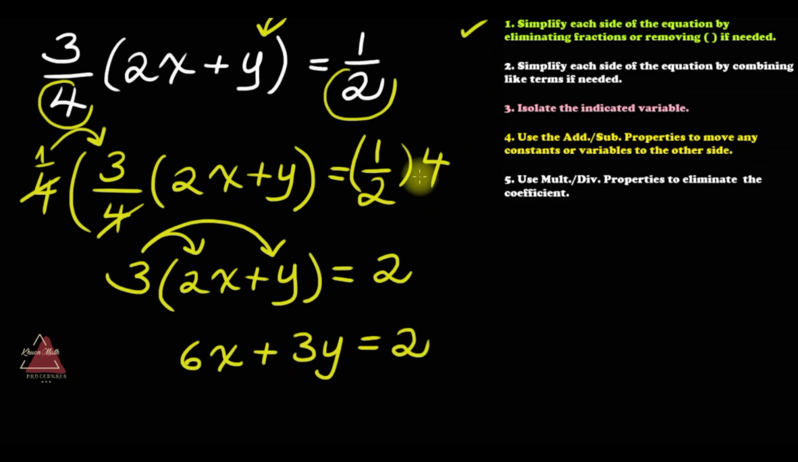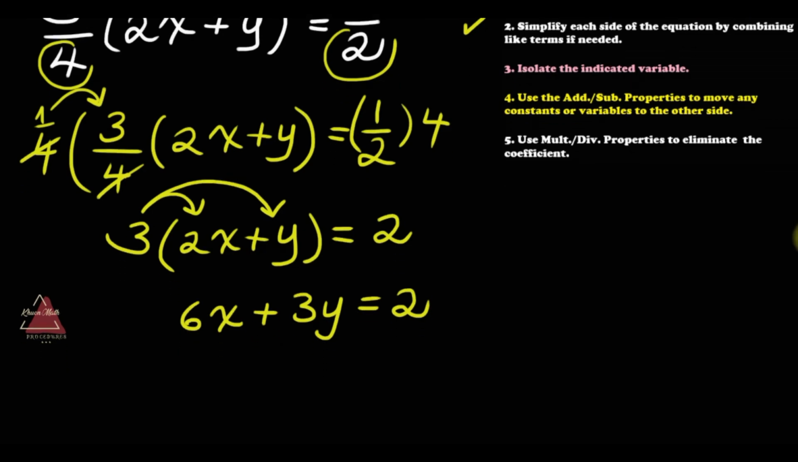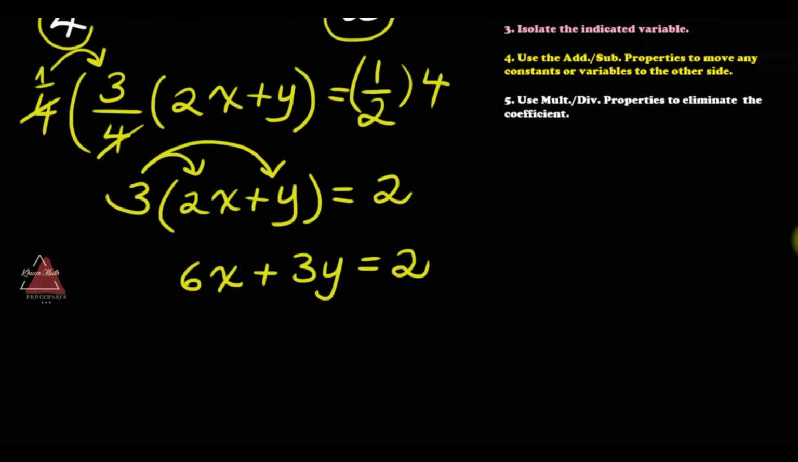Step 2 is to combine like terms. So we have no like terms. So you have the x term and the y term, and then on the other side, you have just the constant. So step 2 is not needed. Okay, and then step 3, we have to isolate the indicated variable. So we're solving for y. So we have to get the y by itself. So we have to use step 4 and step 5 to get rid of everything so we can get the y by itself.